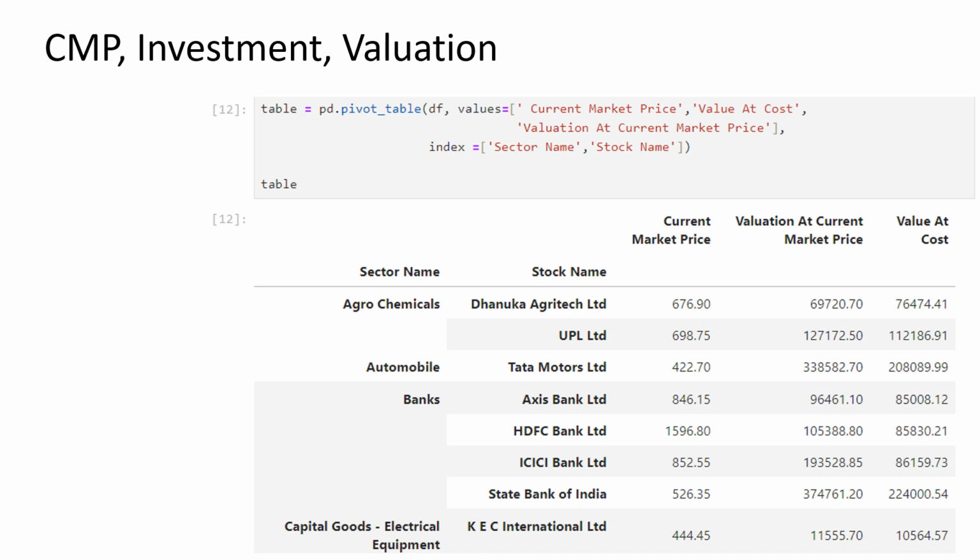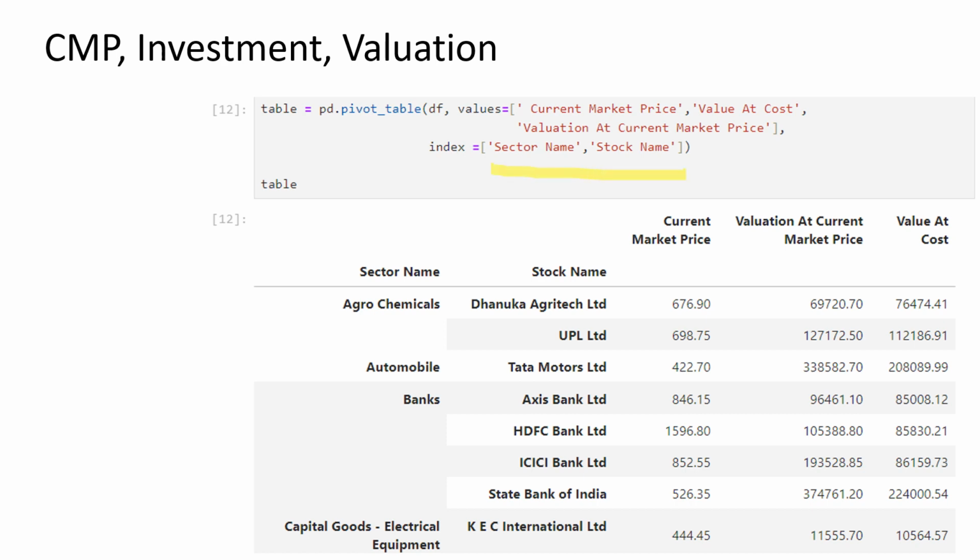This is another pivot table for current market price, investment, and valuation. So these are the values I need in the value field of the matrix. That's why I have written values equal to current market price, value at cost, valuation at current market price, and the index field is sector name and stock name.